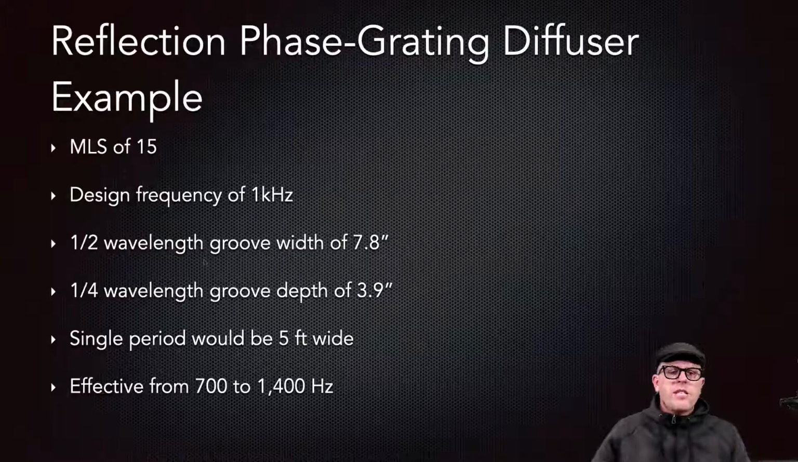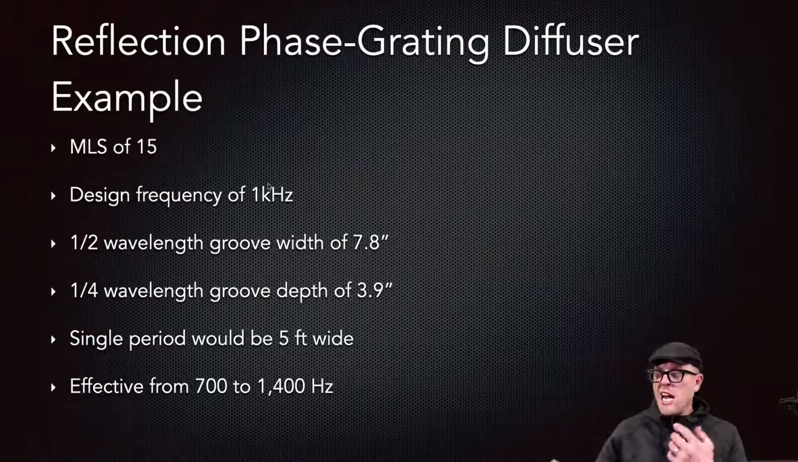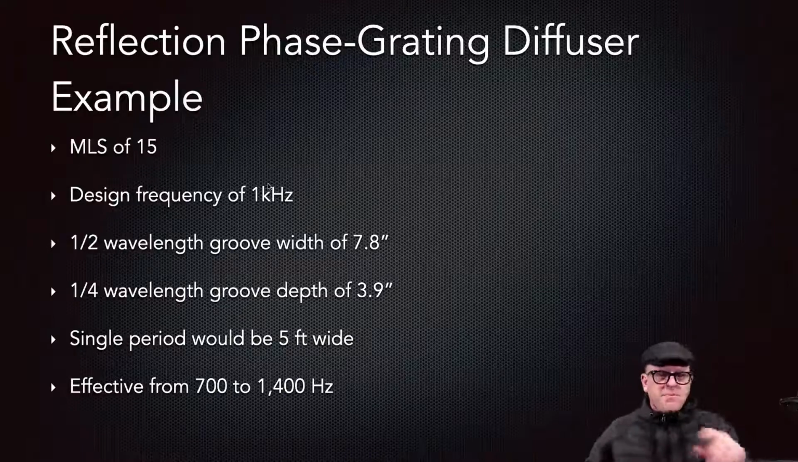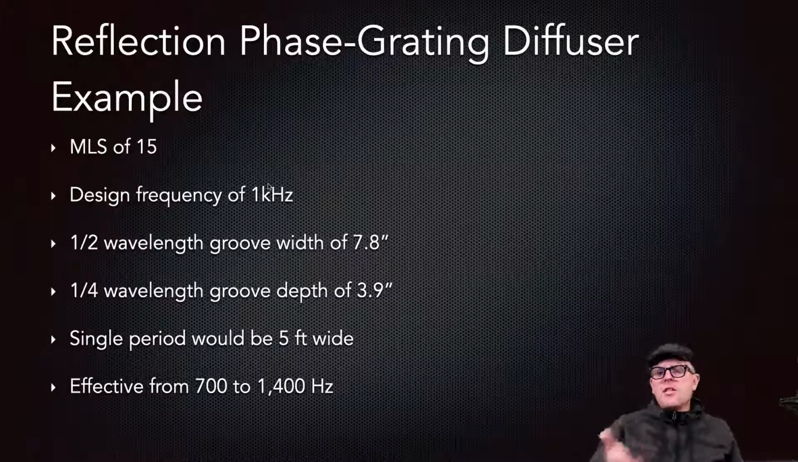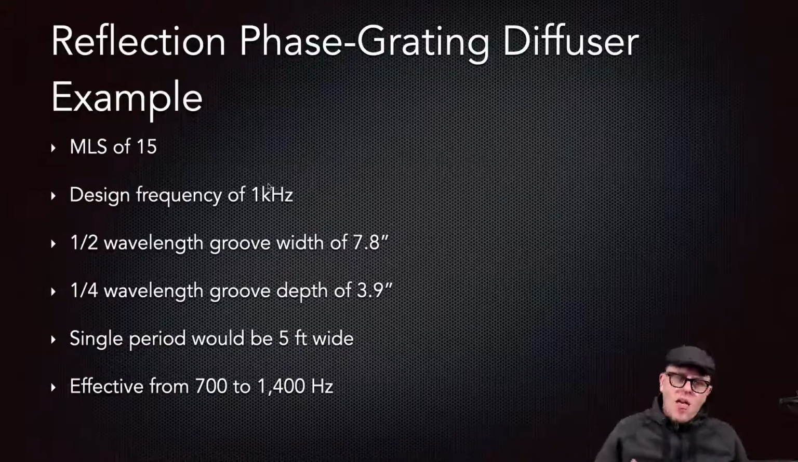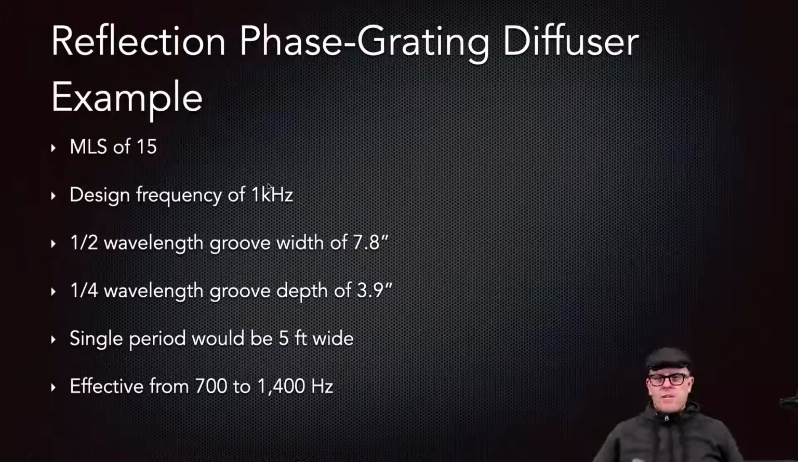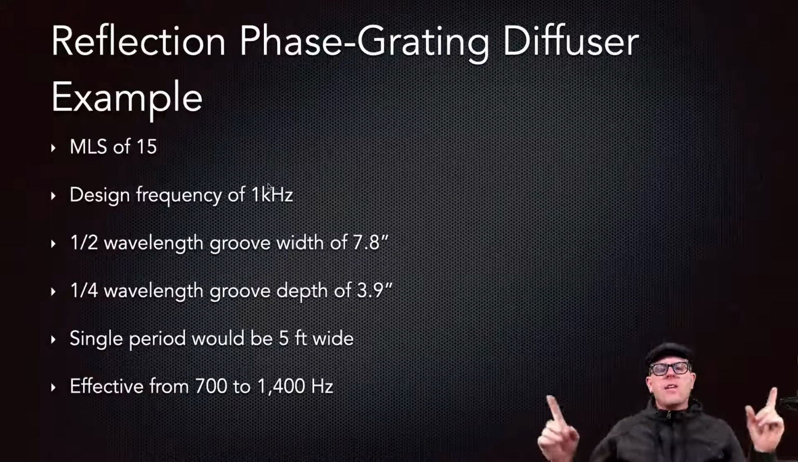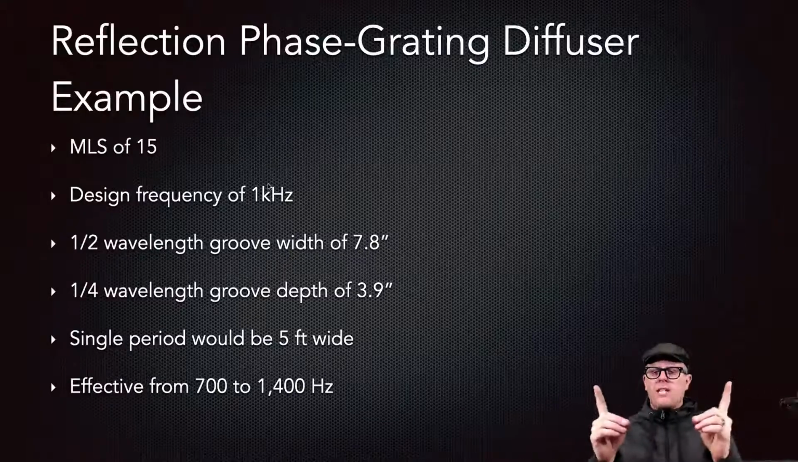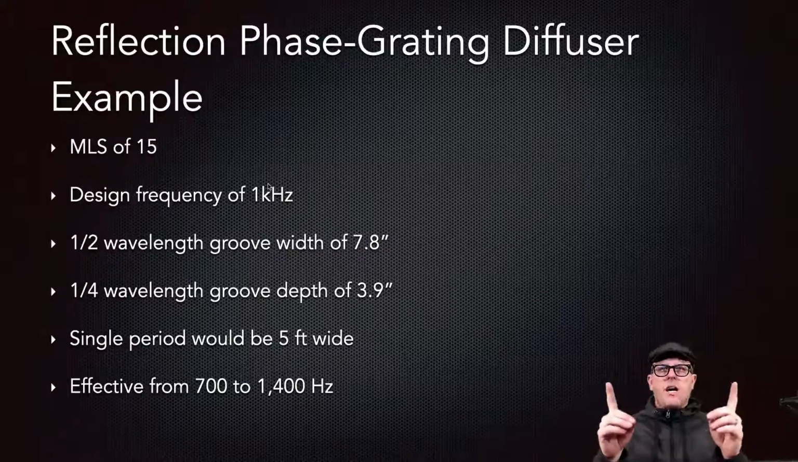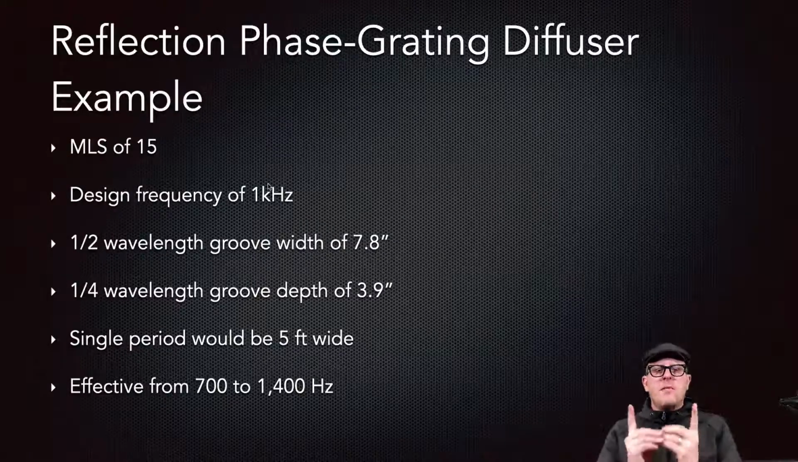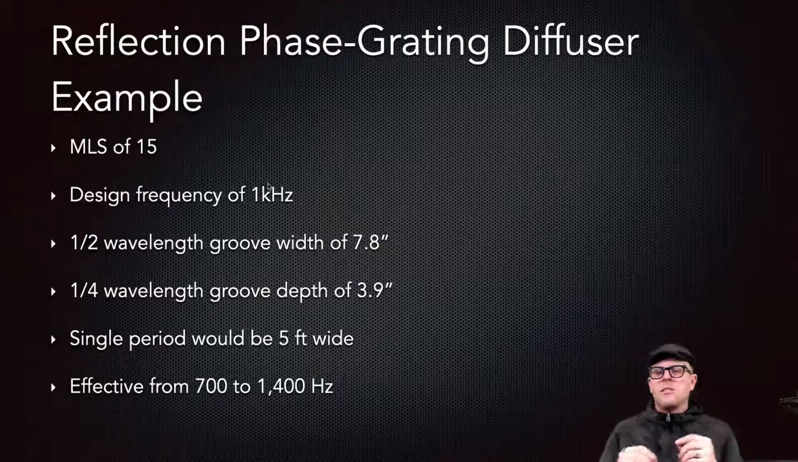And so we design this for 1 kilohertz, like I was just saying. Because I took this from the book, this is done in inches. I hate inches, it should be done in centimeters, but whatever. We'll work in inches. So half a wavelength groove width is going to be 7.8 inches, or 17.2 centimeters. So 7.8 inches equals 17.2 centimeters.